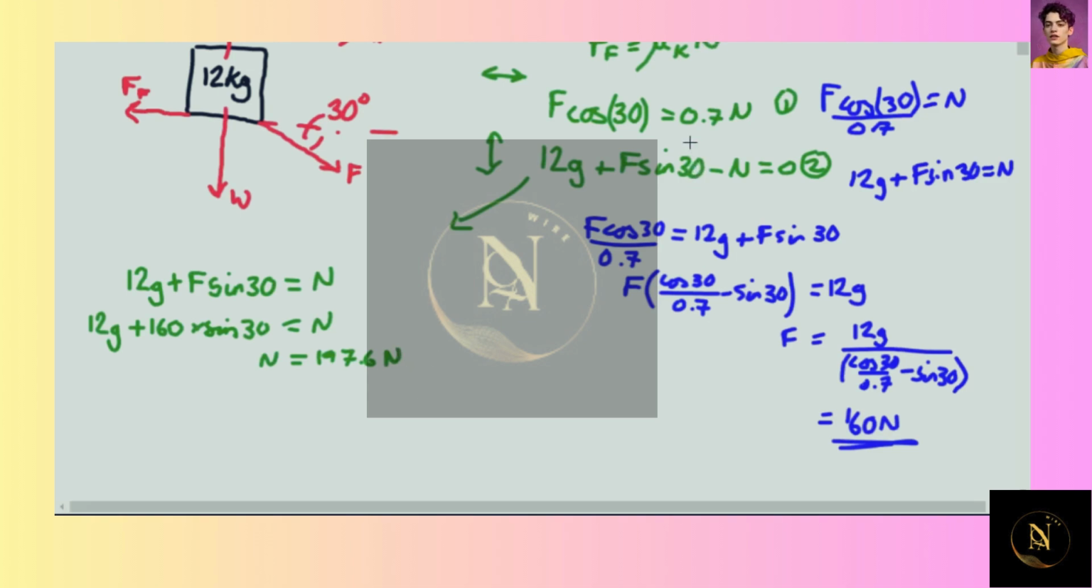Anything else? Of course, we'll try and get as much out of this as possible. We can say that the force of friction is simply equal to the force which we're pushing with multiplied by the cosine of 30. And that's 160 cosine 30, which once again in a calculator gives us 138.6 newtons. So we've got a lot of quantities here.